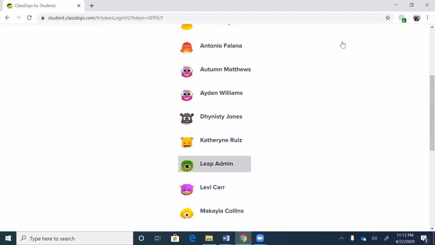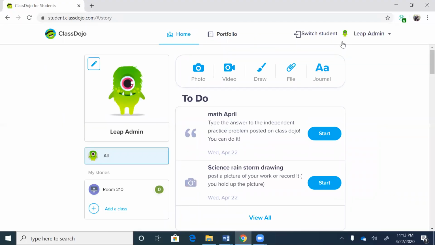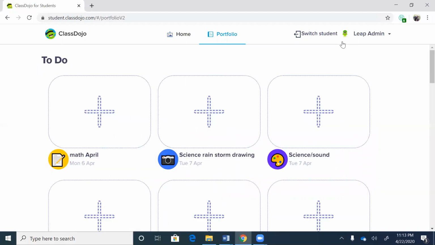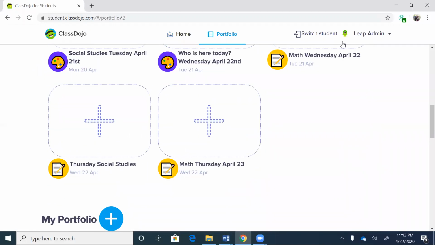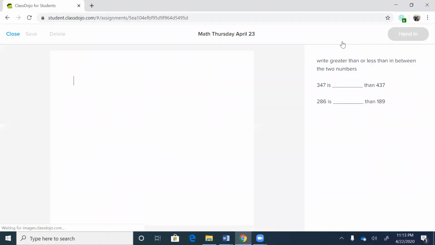Find your name and view all. Go down. Math, Thursday, April 23rd. And if you look at the side, it gives you the problems. Write greater than or less than. So you really only have to write greater because I wrote then or less.